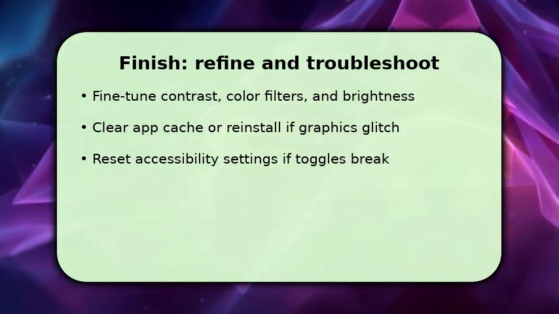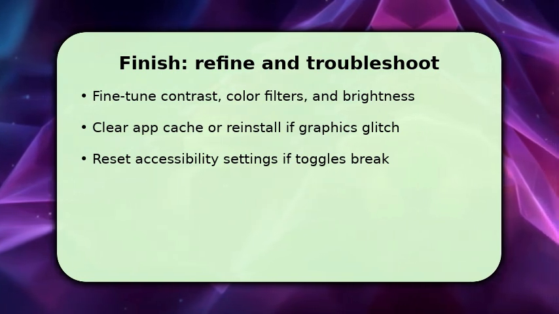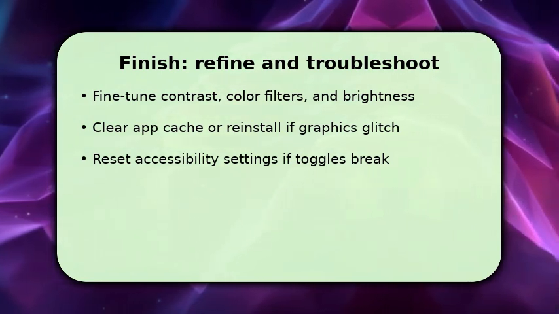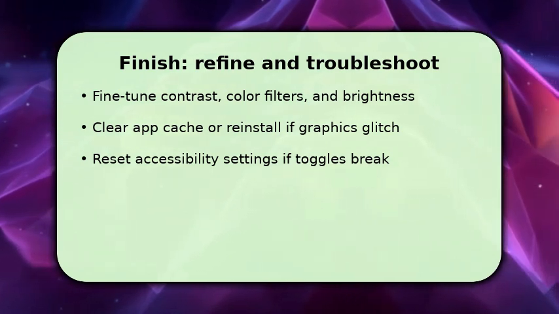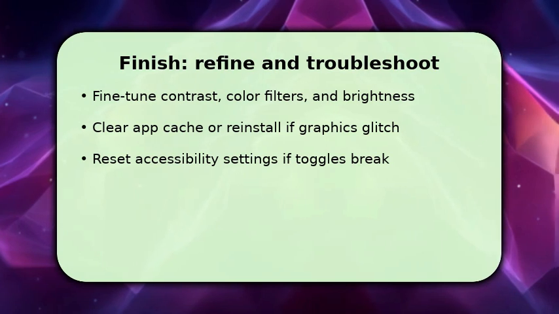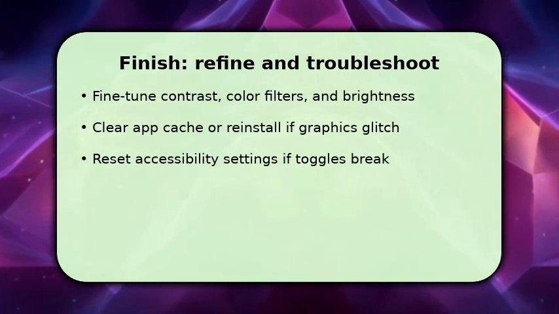If accessibility toggles stop responding, reboot the device and verify system updates. One key troubleshooting tip: disable and re-enable the accessibility shortcut. This often restores correct invert behavior without deeper resets.